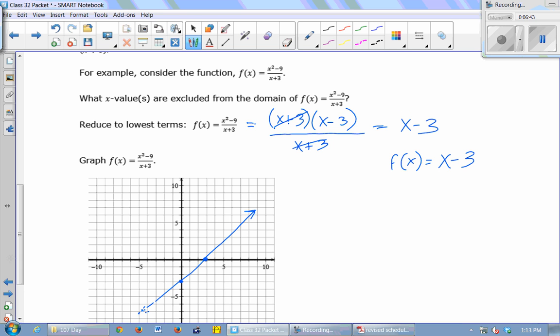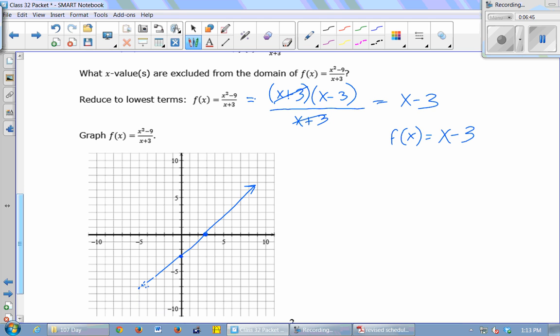The only thing I have to be careful of is that the function that they gave me wasn't x minus 3. If they wanted me to graph x minus 3, they would have said graph f of x equals x minus 3. But they said graph f of x equals x squared minus 9 over x plus 3. So the only difference, right, between these, these two functions are equal, except for what value?